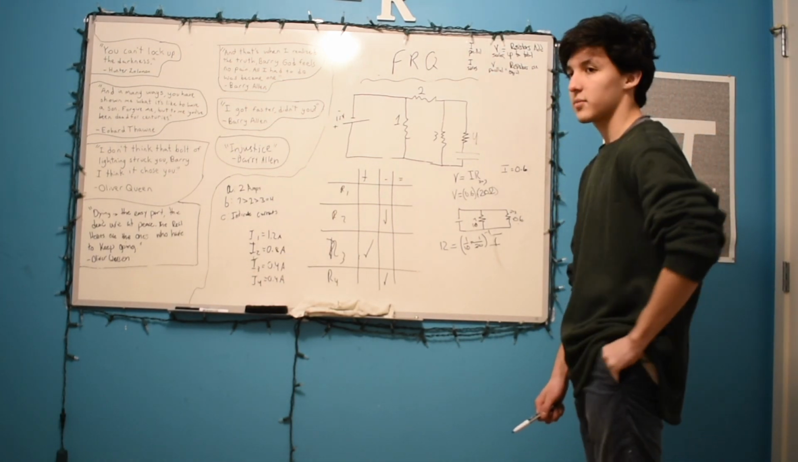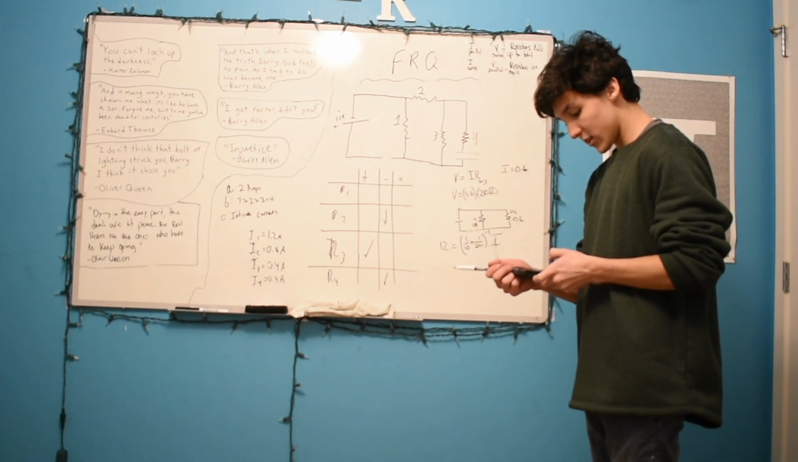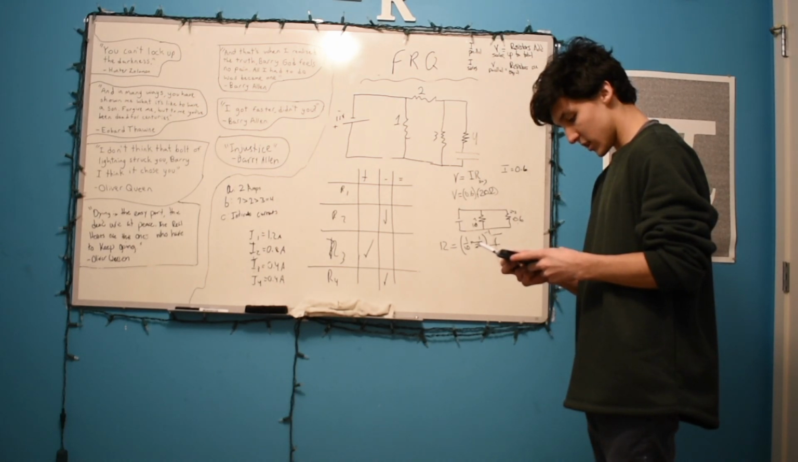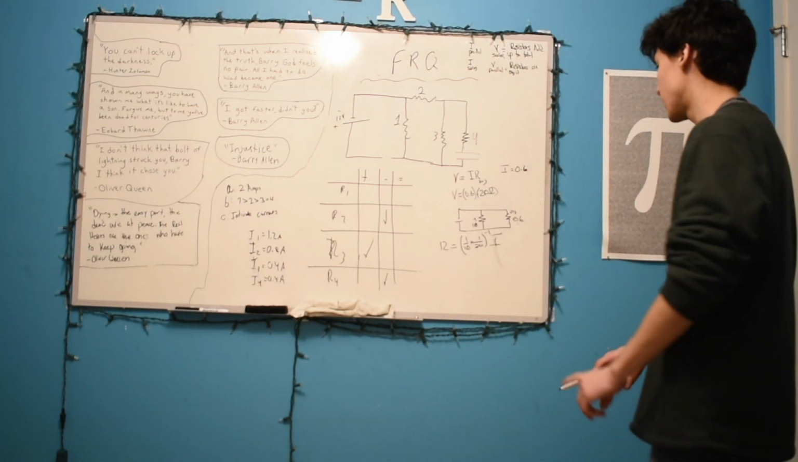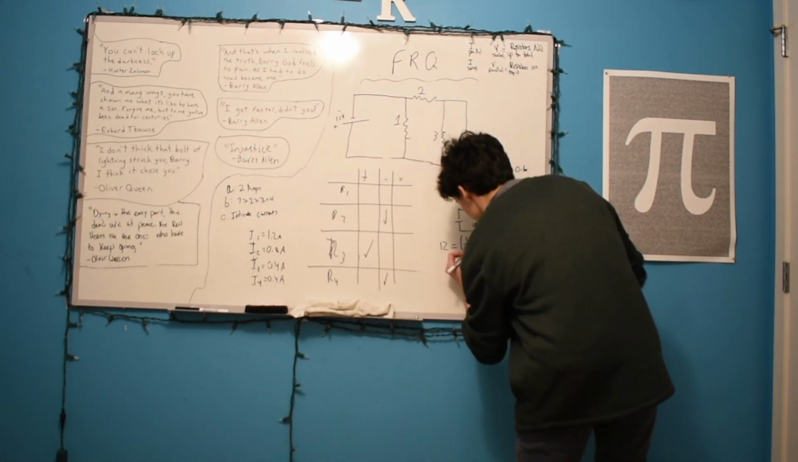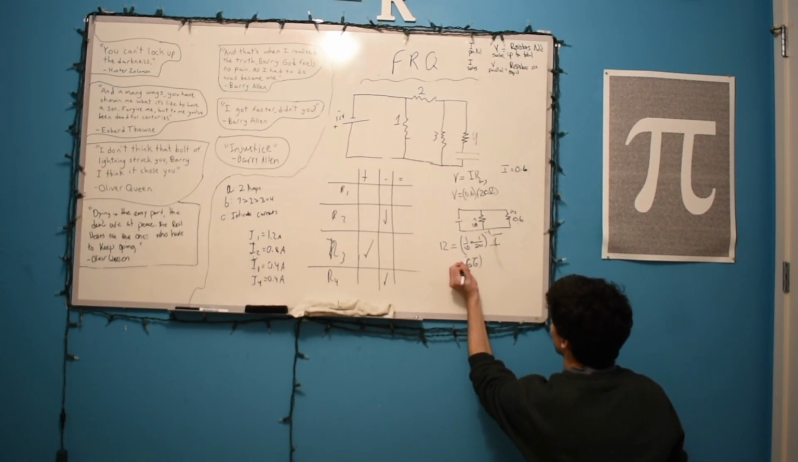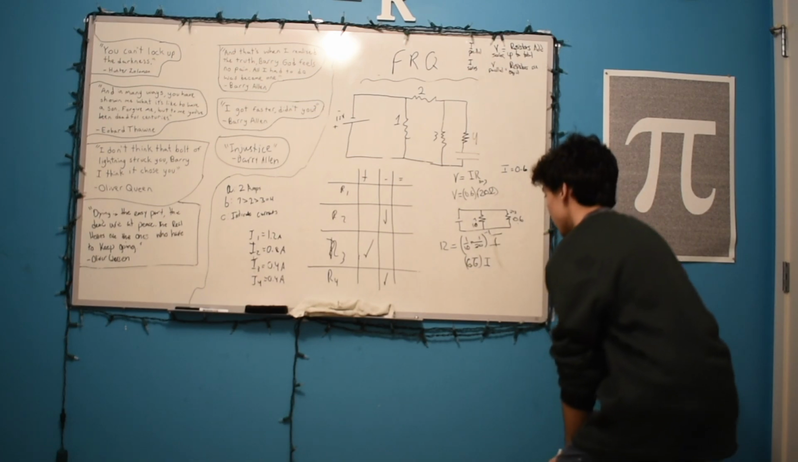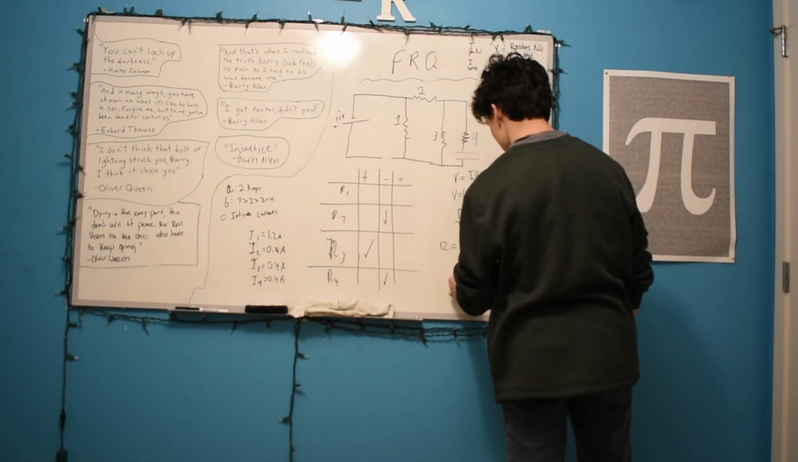Where's your calculator? 20 over 3 is 6.6 repeating. So the total resistance is 6.66 repeating.